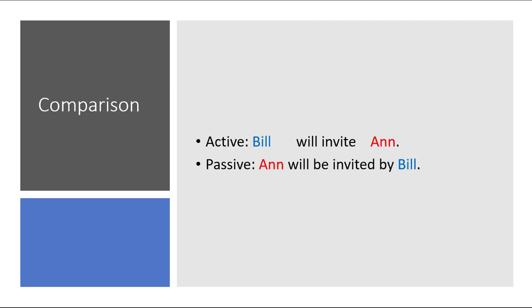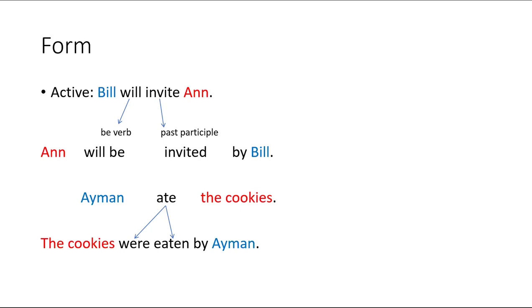Let's take a closer look comparing the two voices. Notice how Bill begins the active sentence, but then moves to the end of the passive sentence. However, Anne is moved from the end to the beginning. Also, most importantly, there is a be verb, will be, and then the past participle in the passive sentence. To form passive voice, there are two important things to keep in mind, and we'll dive deeper in upcoming slides, but I have summarized the concepts here.